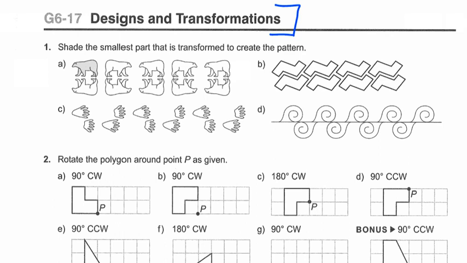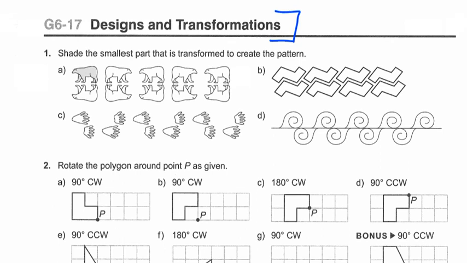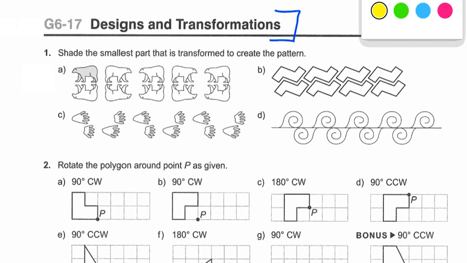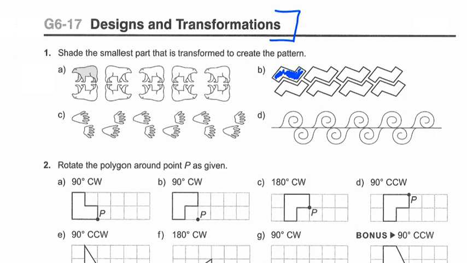Looking at one, it says shade the smallest part that is transformed to create the pattern. I'm going to try the highlighter, see what happens here. Whoops. Well, the highlighter doesn't like me. I'll just take the pen then. So I would say this piece right here would be what you would shade, because that's the piece that's repeated throughout. It looks like you slide it down or slide it across, and you can repeat it throughout. Okay?